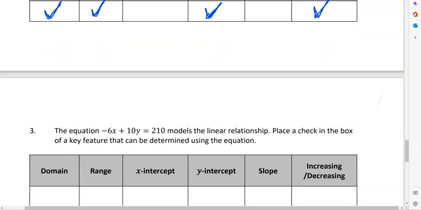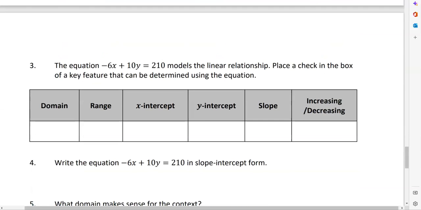Okay. Here we go. Last one, right? The equation negative 6x plus 10y equals 210. So now we just have an equation. It models the linear relationship. Place the check in the box of a key feature that can be determined using this equation only. So if I have this equation, could I find the domain of a line? Yes. Could I find the range of this line? Yes. Sure could. It's just a line.